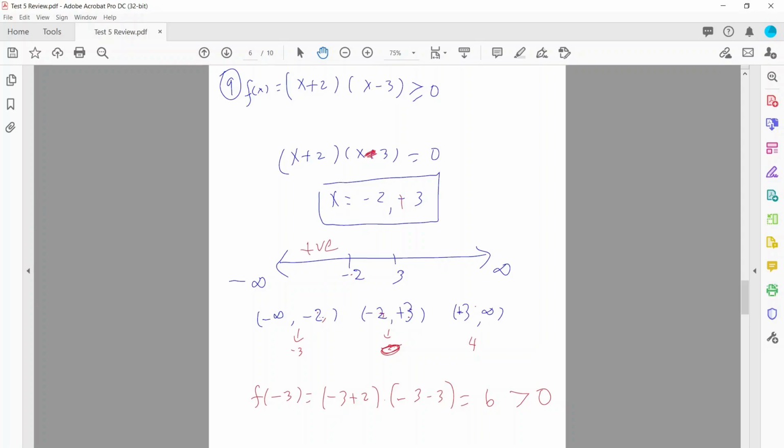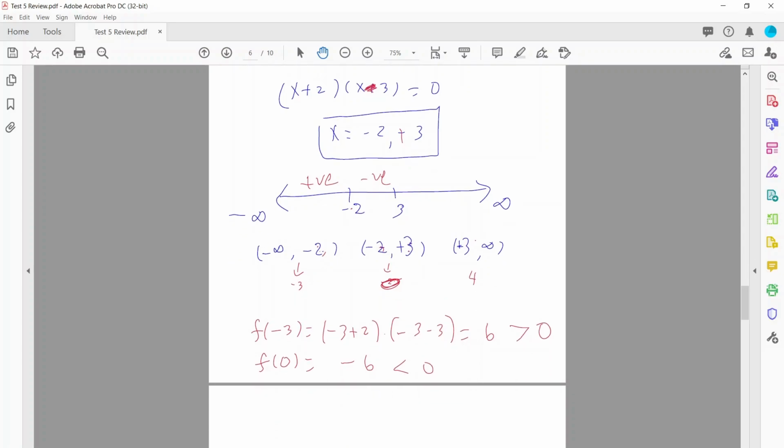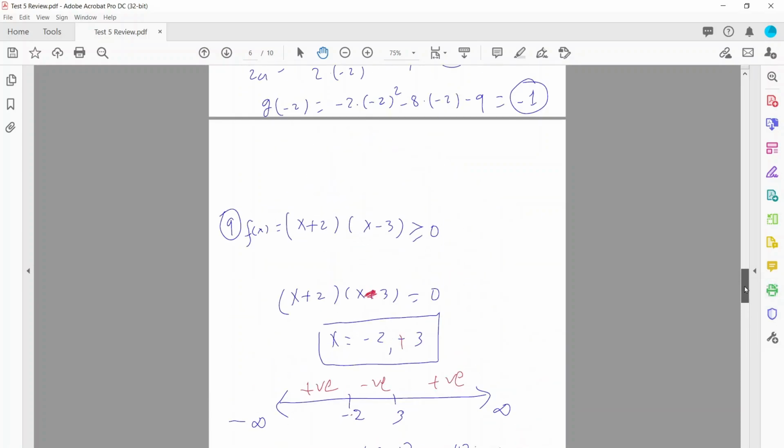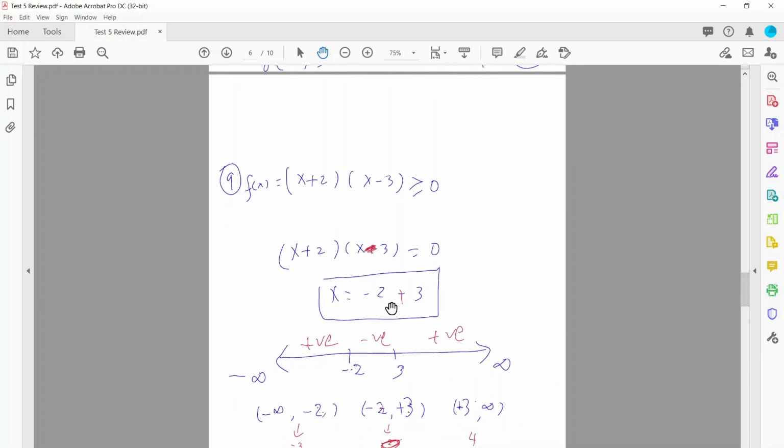And we're going to do the same thing. We're going to check at 0, and if you put 0 in the function, it will be 2 times -3, which is -6. So negative here. Finally, if you put 4, f of 4 will be 4 plus 2 is 6, 4 minus 3 is 1, so it will be positive 6. So here is positive. So the answer for this inequality, where we are looking for where this function is positive, this is the interval where the function is positive, and the function is 0 at -2 and positive 3.